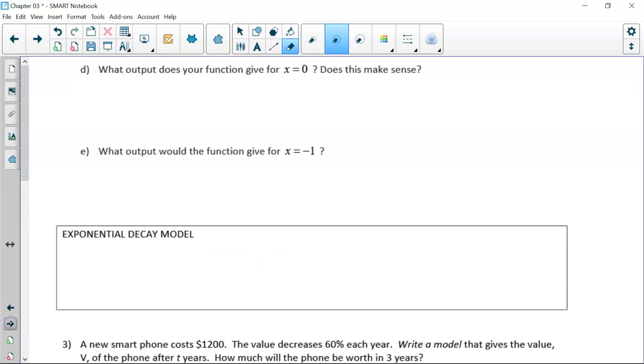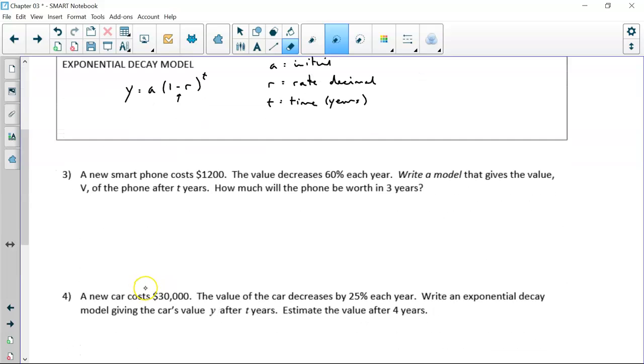So now let's look at the exponential decay model. For our exponential decay model, y equals a times 1 minus r to the t, where the rate is written as a decimal, and t is the time in years. Once again, it doesn't really matter if you use x or not, and a is your initial. But notice for decay, we're subtracting. So for a new smartphone, to tell you're decaying, you see that word decrease or depreciation. We'll be looking at those.